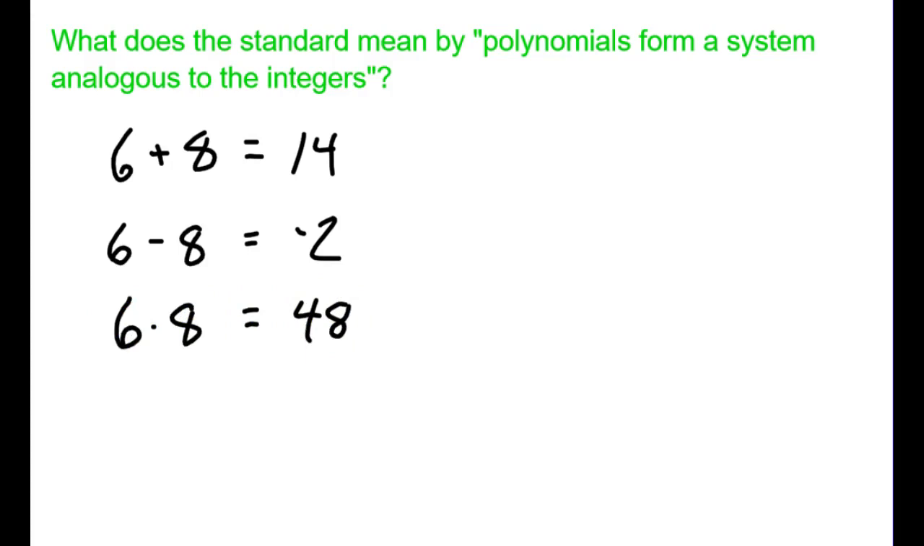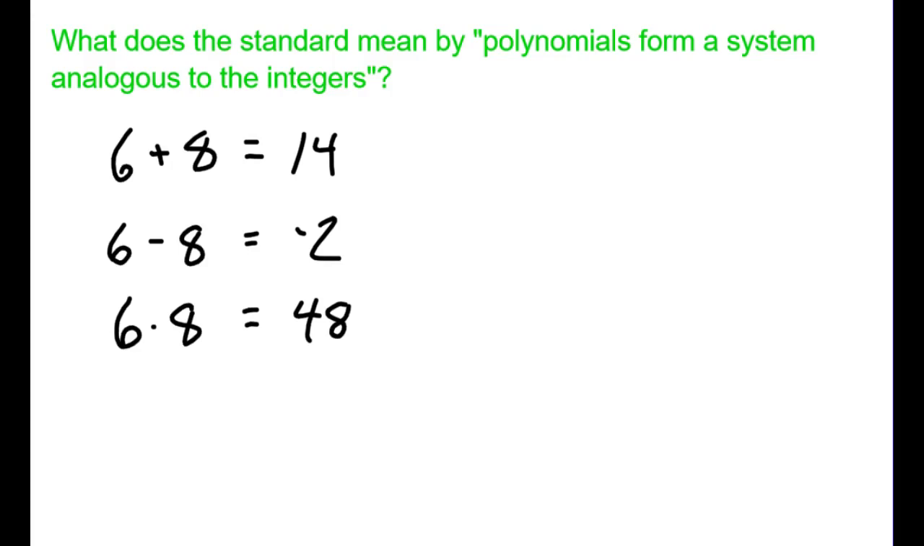That's what it means by polynomials form a system analogous to the integers. They're closed under the operations of addition, subtraction, and multiplication. So just like we went through these examples with integers, if I add any two polynomials together, the result is going to be a polynomial. If I subtract or multiply two or more polynomials together, the result will still be a polynomial. So that's what this standard is getting to. That's what we need to understand.